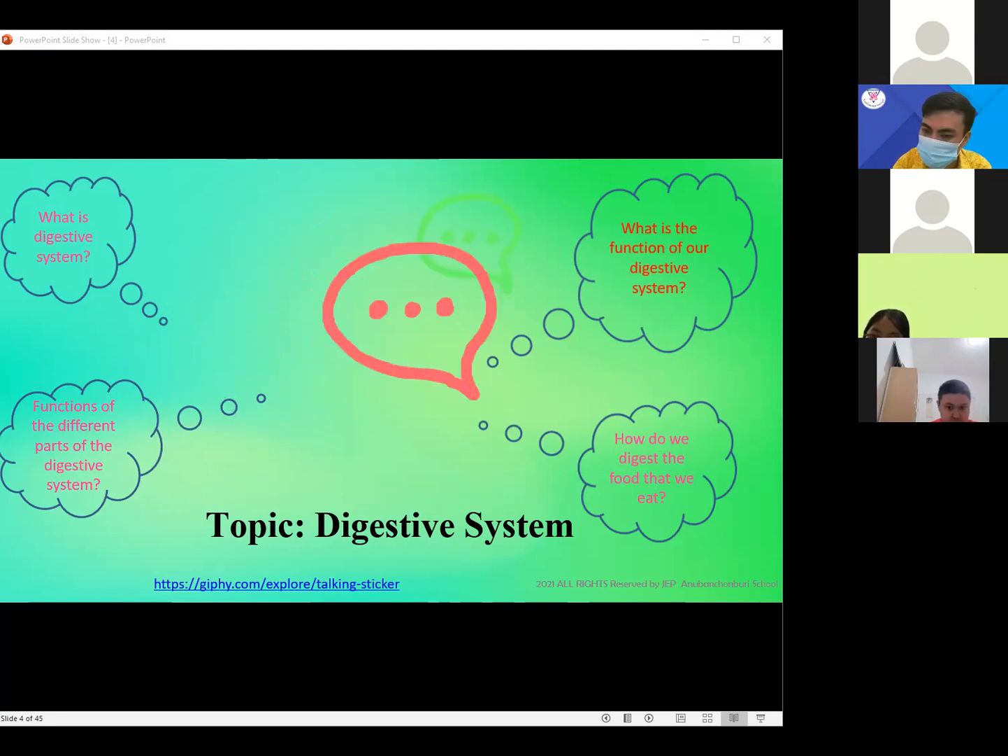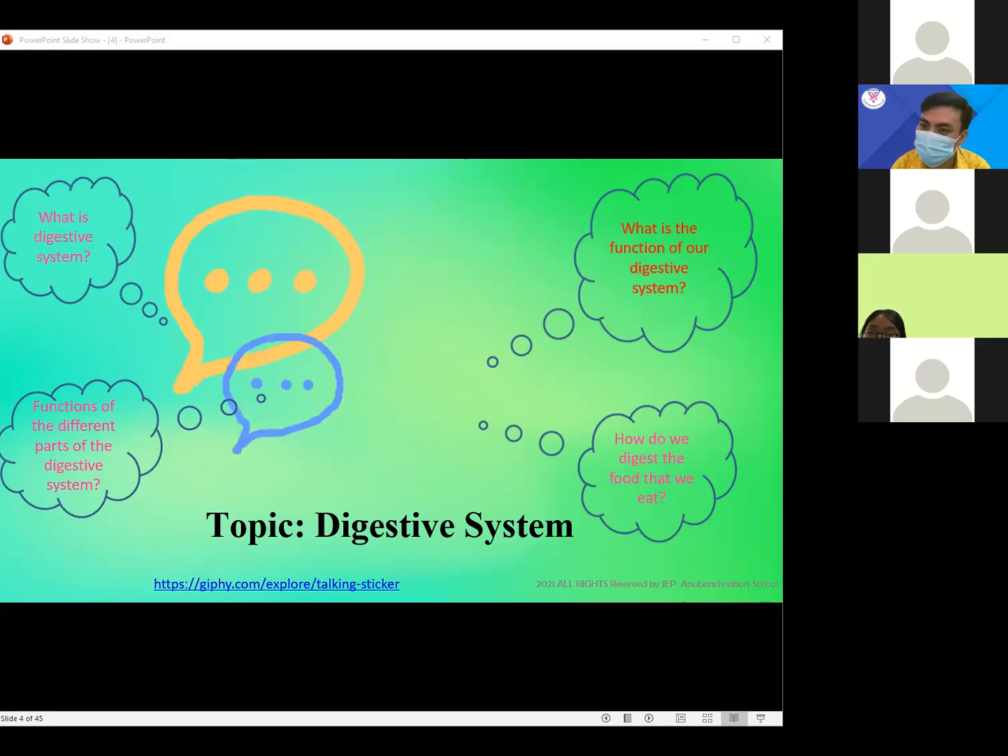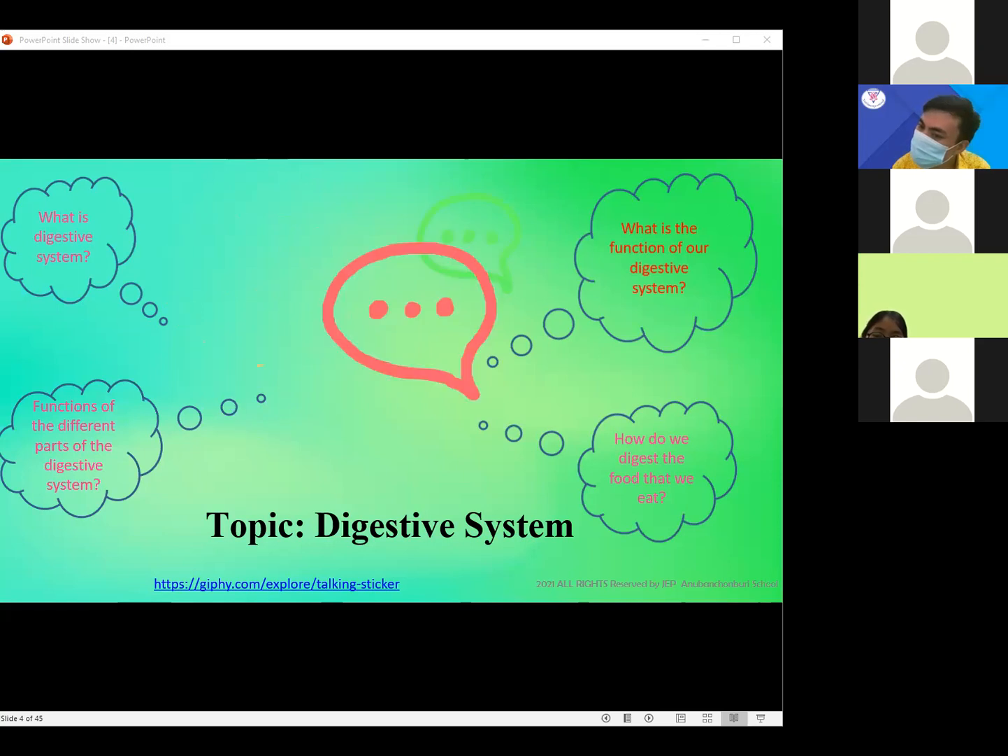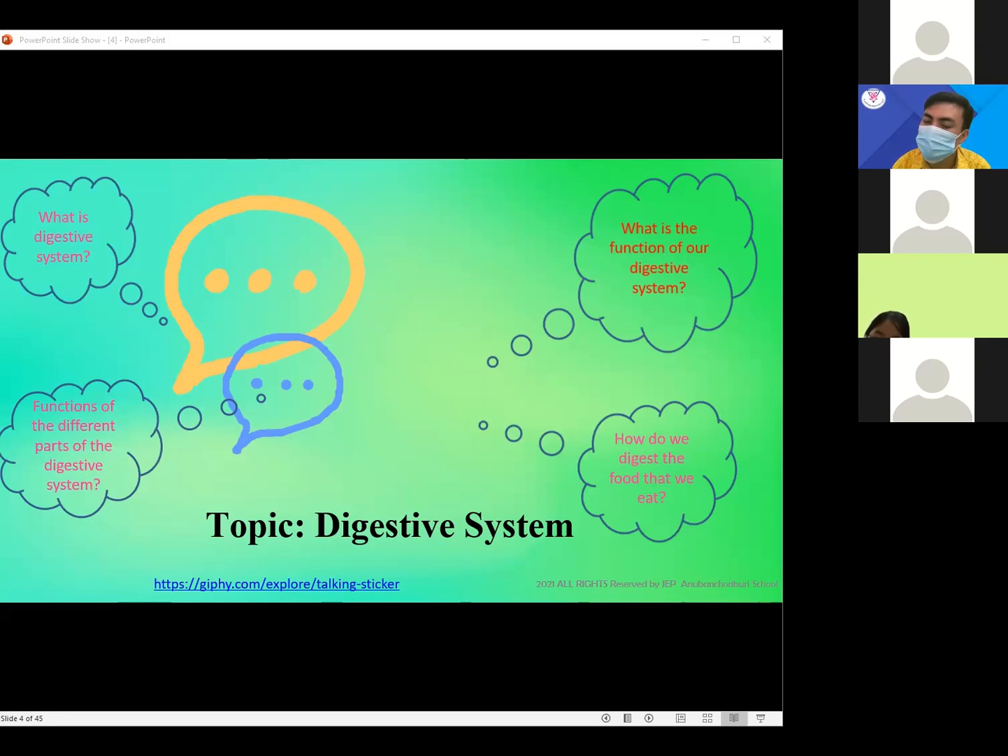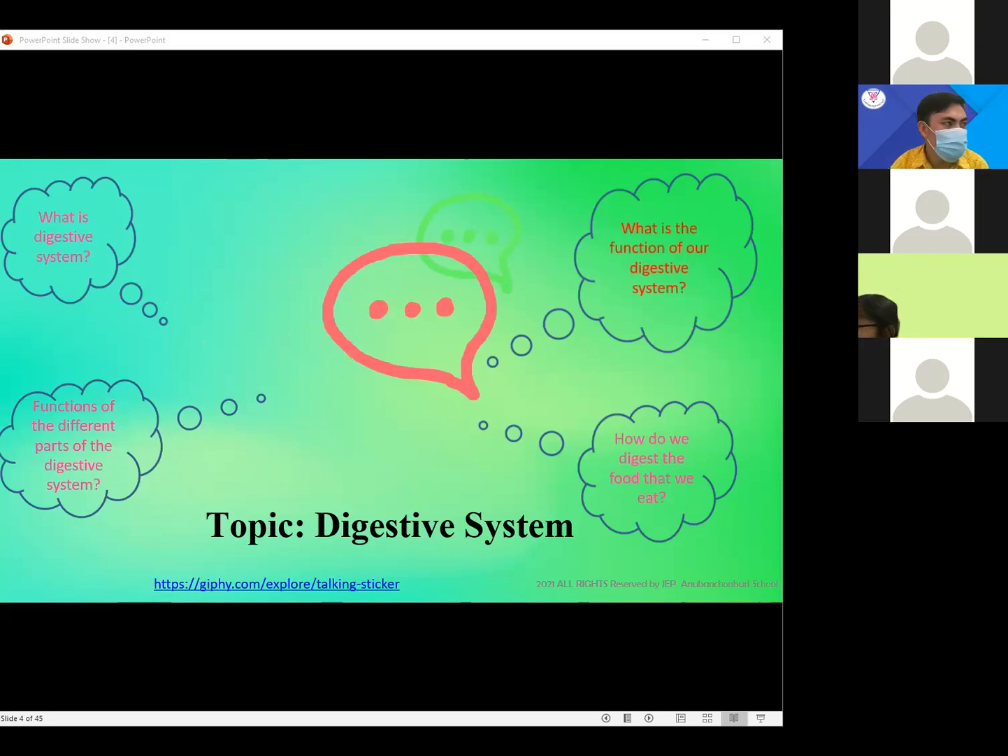Liver. Liver. The food will not go to the liver, but okay. Liver is part of the digestive system. Next. Small intestine. Small intestine. Good. Next. Large intestine. Large intestine. Next. Rectum. Rectum and? Anus. Anus.